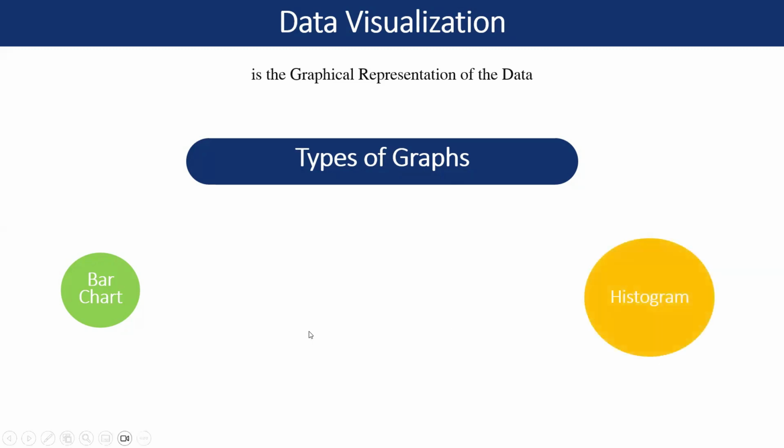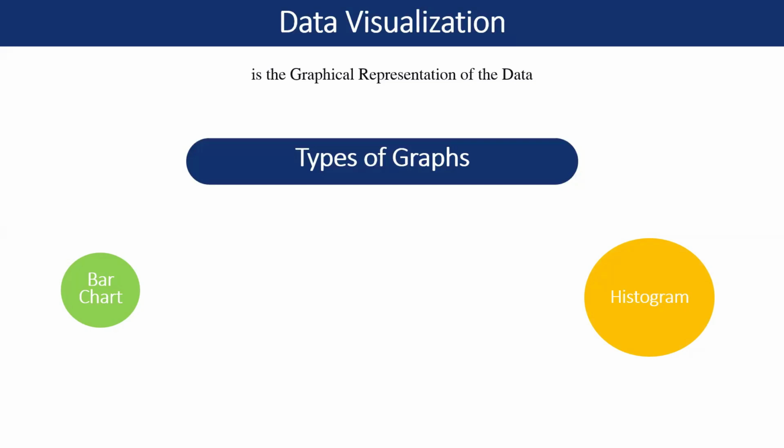Then we have the histogram. We use it to show numerical data. What a histogram does is put numerical, quantitative data within a range. For example, now I have the salary of people. I want to represent the salary using a histogram. If I do, the histogram will automatically put the entire salary into ranges for me.